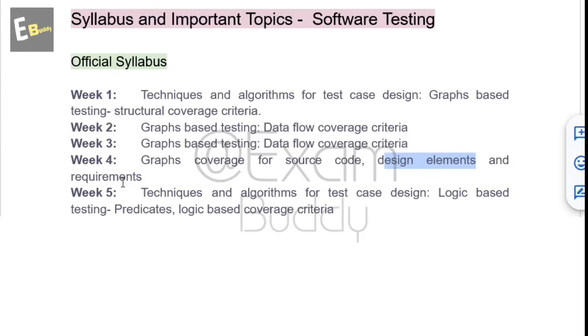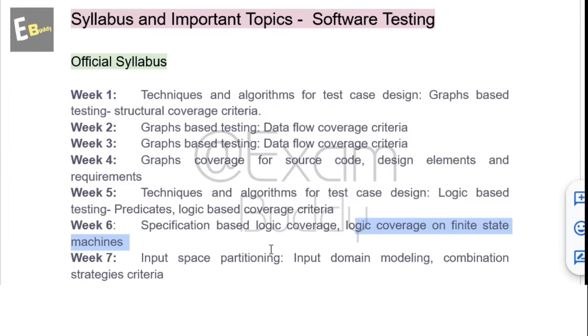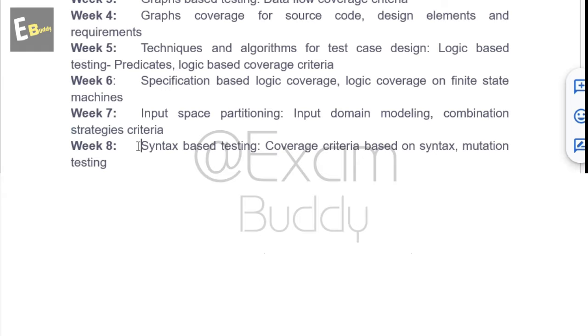And in week fifth, you have to study techniques and algorithms for test case design, such as logic-based testing, predicates, and logic-based coverage criteria. In week 6, you have to study specification-based logic coverage on finite state machines. In week 7th, you have to study input space partitioning, input domain modeling, and combination strategies criteria. And in week 8th, syntax-based testing, such as coverage criteria based on syntax, and mutation testing.